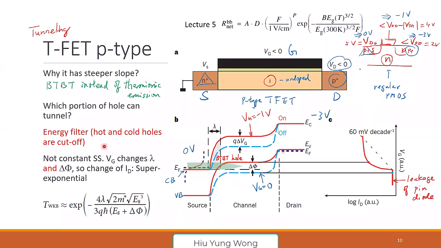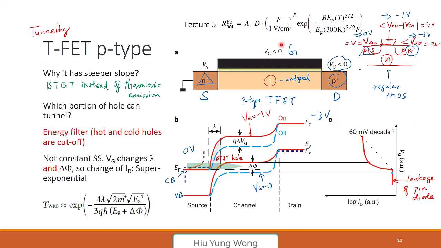I just want you to know this. I don't care if you really understand, but the point is, you see, the whole thing is cut off. Only this region can tunnel. So you can see that band-to-band tunneling depends on this lambda, the thickness, and it also depends on how much overlap your valence band in the channel and the conduction band in the source have, right?